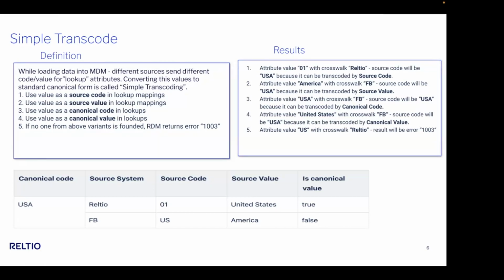Now, when will all four cases fail? If you load something coming from a source system, but the value in country code is 01, then it does not know that. It does not fall into any of 1, 2, 3, 4. So that's where it throws an error. That's where it says I don't know this, and there is a transcoding error. There are subsequent processes that happen that I will discuss. But this is how the sequencing is for simple transcode.